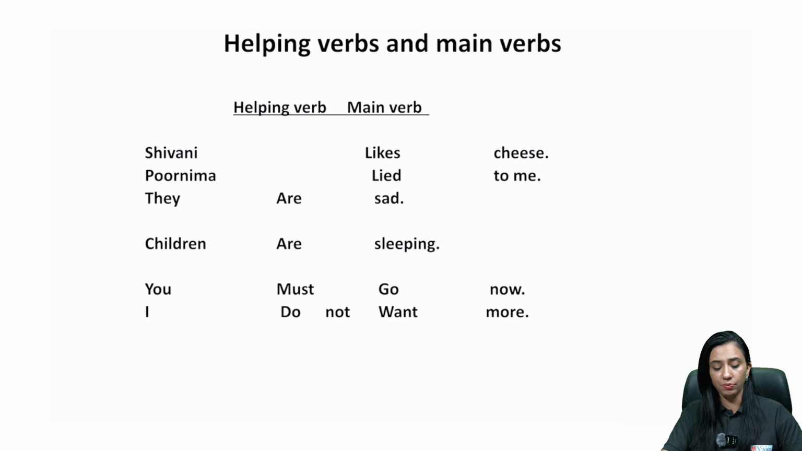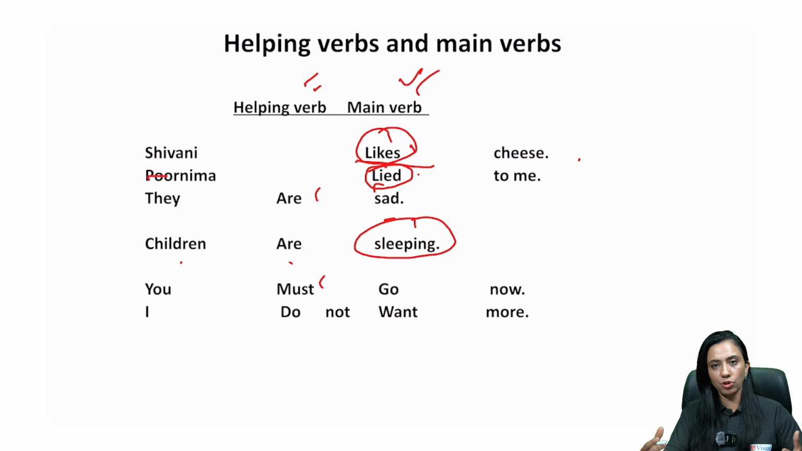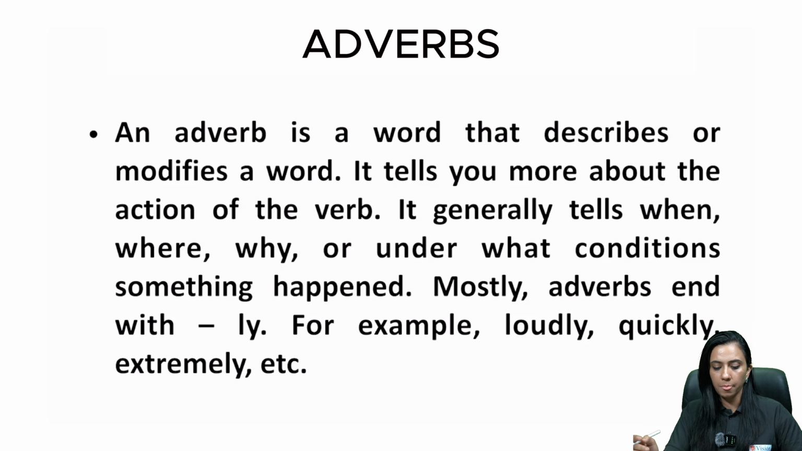Here is an example. Sometimes we use the main verb and there is a helping verb also, like are, must. This is a helping word. These are the main verbs. The example is Shivani likes cheese. So this is a verb. Purnima lied to me. This is a main verb. Children are sleeping. So these are the things where we're talking about the action. So that is the verb.